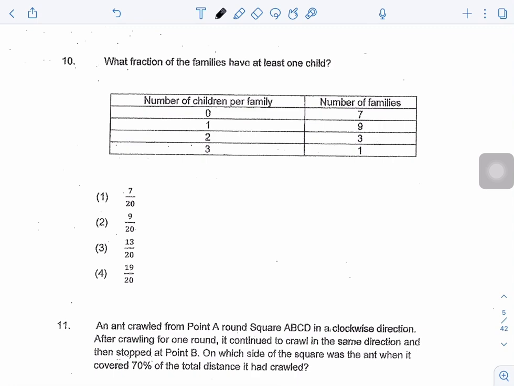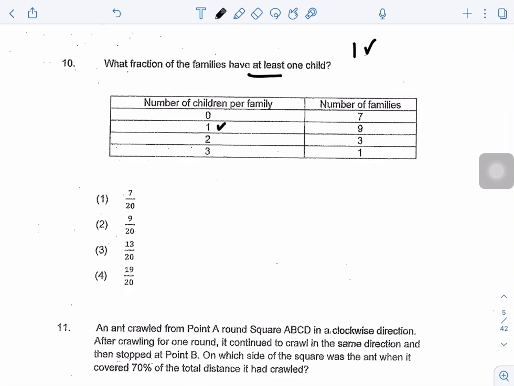Question 10. What fraction of the families have at least one child? At least one child means that if you have one, it is included. If you have one child, you have at least one child. Zero is not included. 2 and 3 are included. After "of" is the denominator. This is the numerator. So you're going to find the total first.